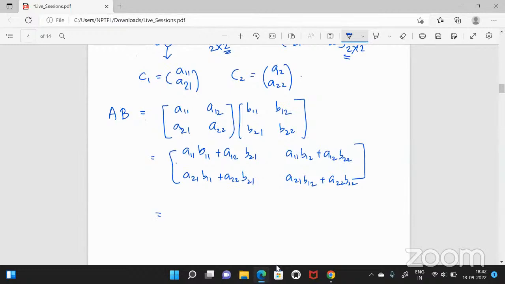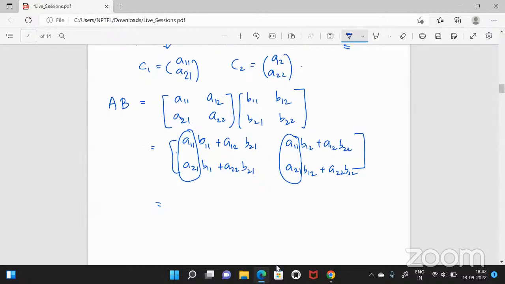So C1 is A11, A21. Can you find A11, A21 common somewhere? Here and here, right? Yes. Similarly, C2 can also be found here and here. So now this matrix I can write as the sum of these 2 vectors.